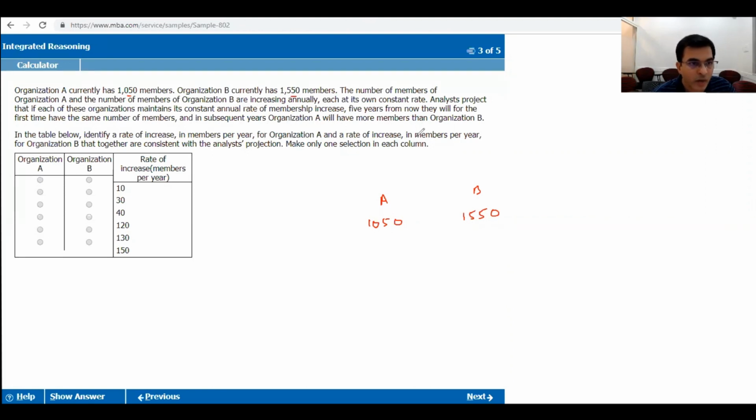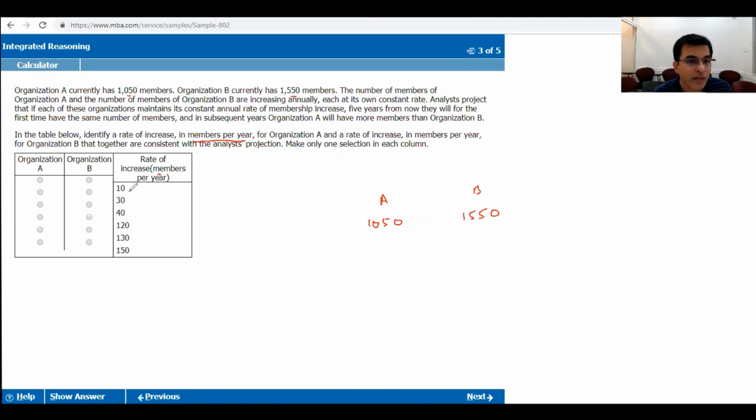Now in the question they're asking us, identify a rate of increase in members per year. So this is an important thing to understand, and it's given here also for you. When we say rate of increase, we are not talking of a percentage rate. This is not about compounding. Otherwise, even with a calci, it will take you some time. This is about actual membership increase, which means if I'm marking this 10 out here for A, it is adding plus 10 members every year, 10, 10, 10, 10, not 10% growth.